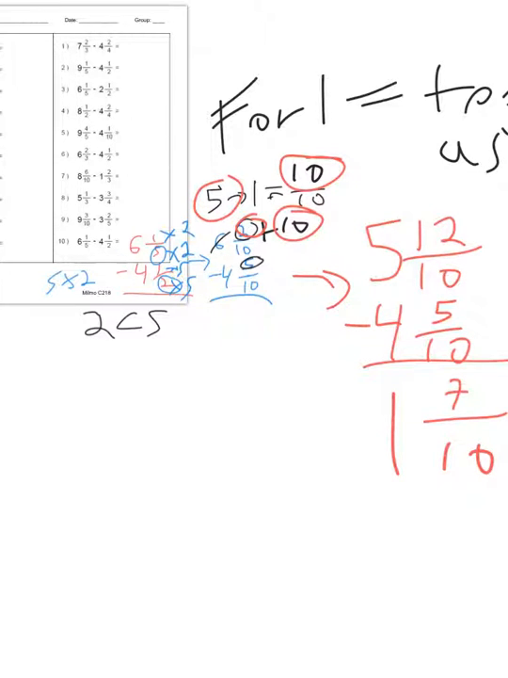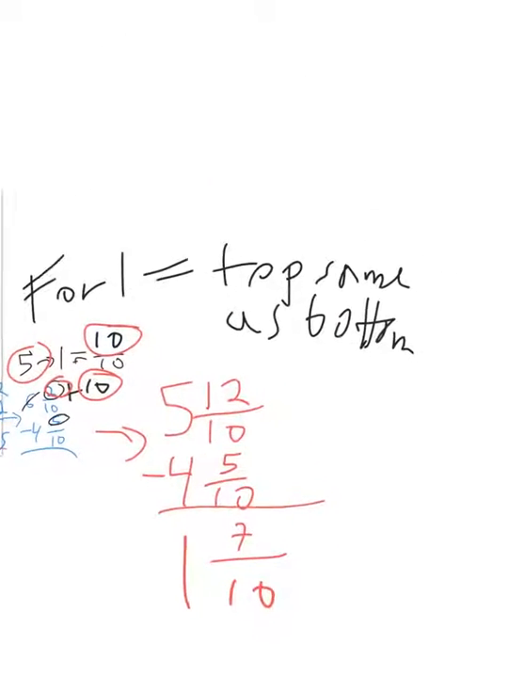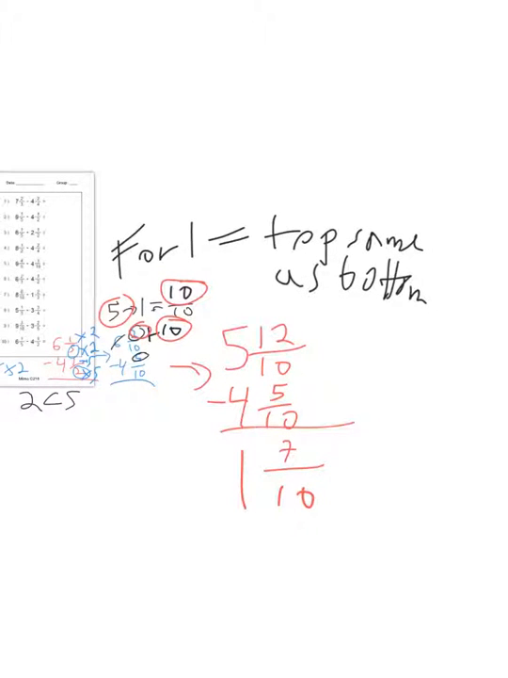So the only thing that you need to understand is that when you borrow, remember for 1, the top is the same as the bottom, okay? And that's how we borrow. Basically you're just adding the bottom, which is 10, to the 2 to make it 12. You want to practice some problems? Go ahead and practice some problems, and we'll work on it today, tomorrow, and the next day, okay?